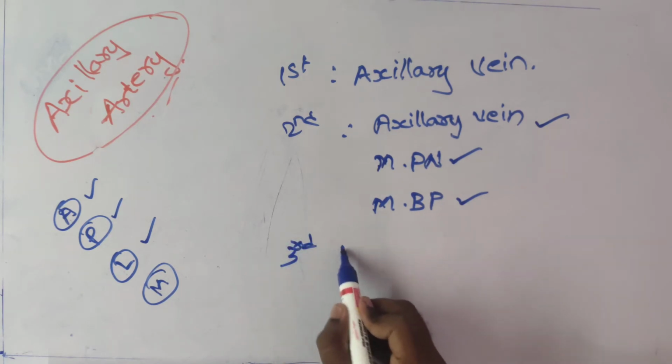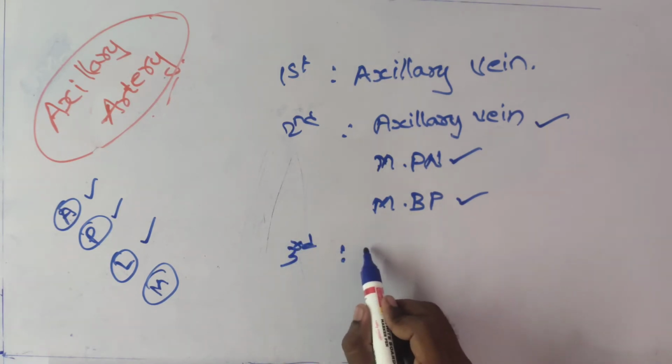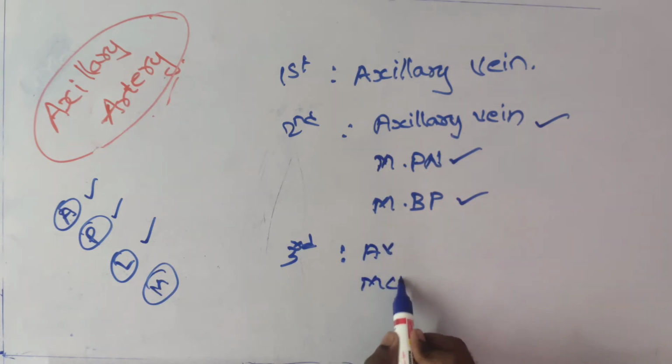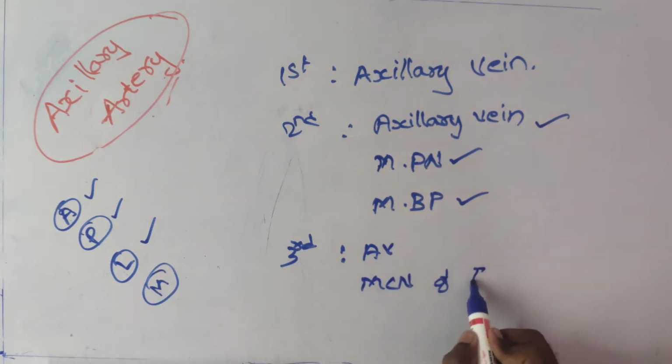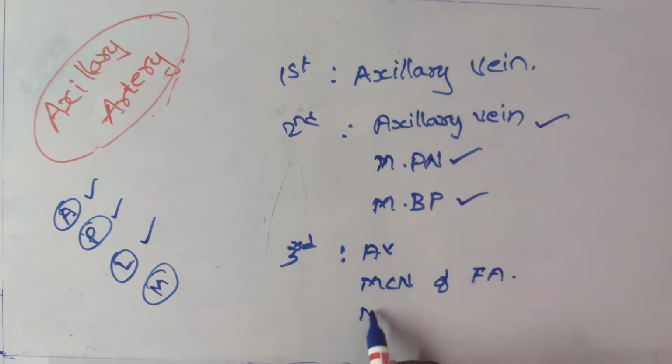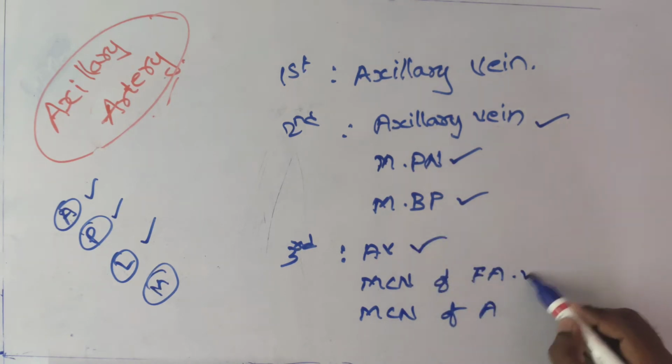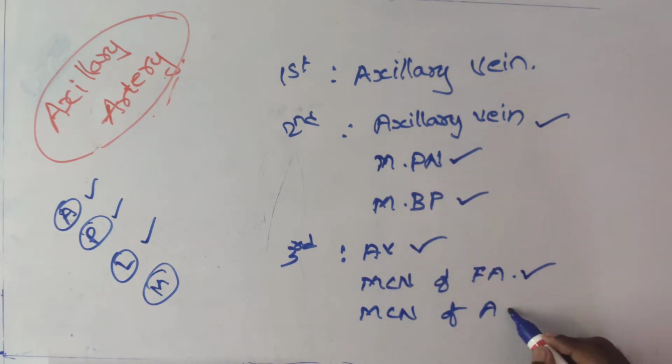And the third part contains axillary vein, medial cutaneous nerve of forearm, medial cutaneous nerve of arm. Axillary vein, medial cutaneous nerve of forearm, medial cutaneous nerve of arm.